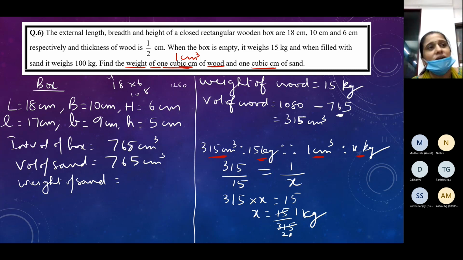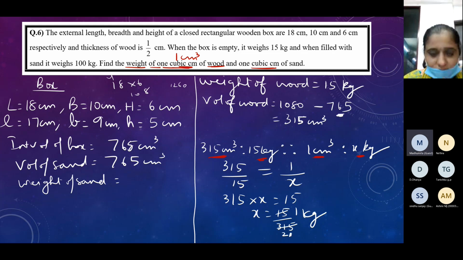Because the box itself has a weight of 15 kgs. The box itself weighs 15 kgs, and when you fill it with sand, it weighs 100 kgs. That means the weight of sand is only 85. 85 plus 15, the total weight is 100. Yes or no, children? Yes, ma'am. I thought the weight of the sand was given to us directly, ma'am.